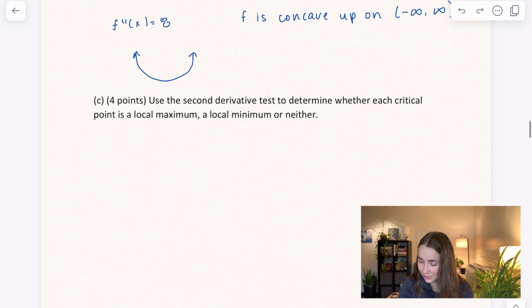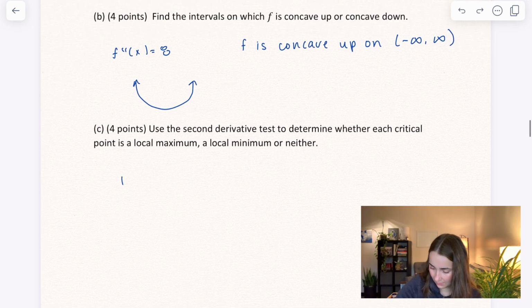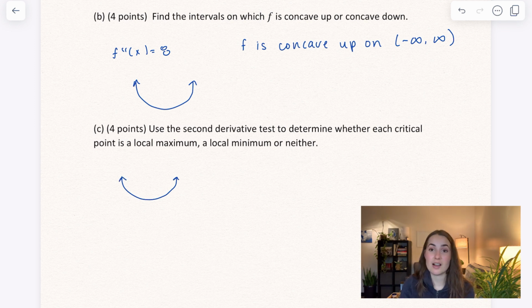Okay, part C, we're going to use the second derivative test to determine whether each critical point is a local maximum, local minimum, or neither. So think about our concavity. If we have a function that's concave up, that means right here we're going to have a minimum. And it's actually going to be an absolute minimum, right? So it's not asking for that, so we don't need to worry about it. And we have that.